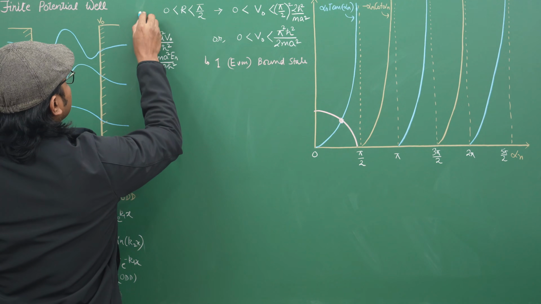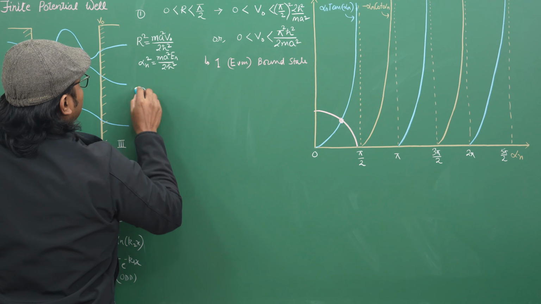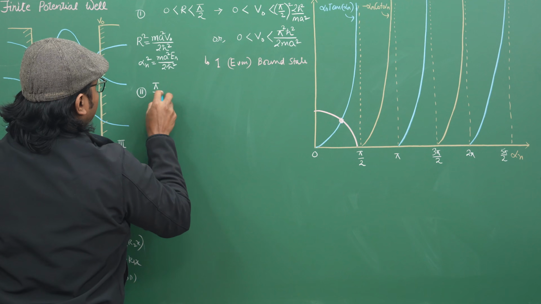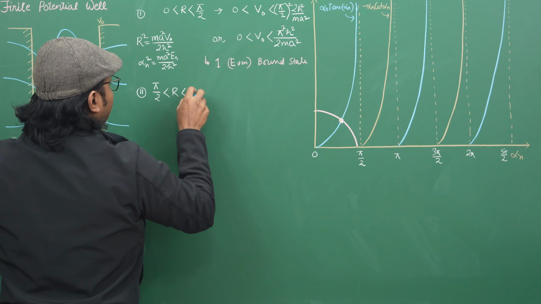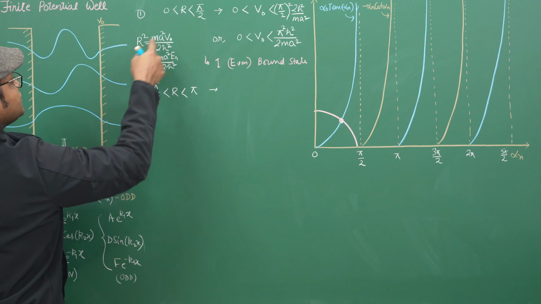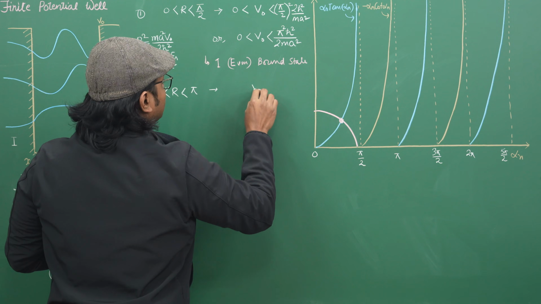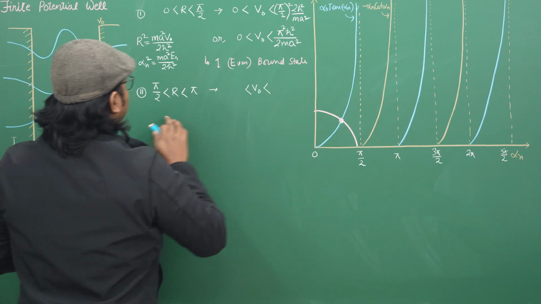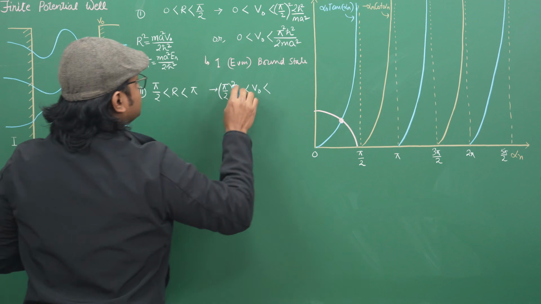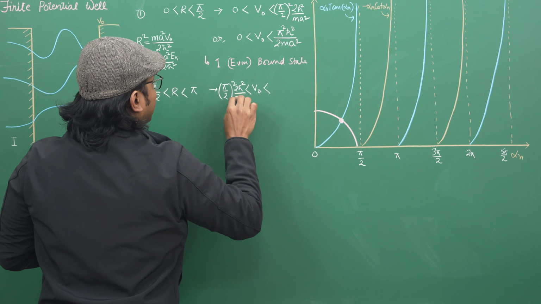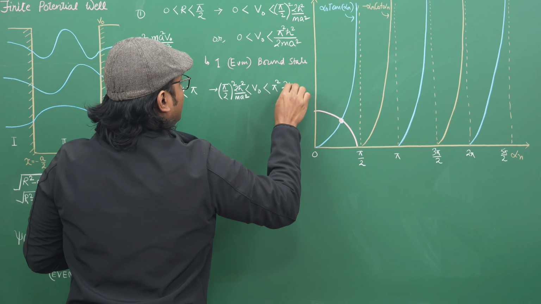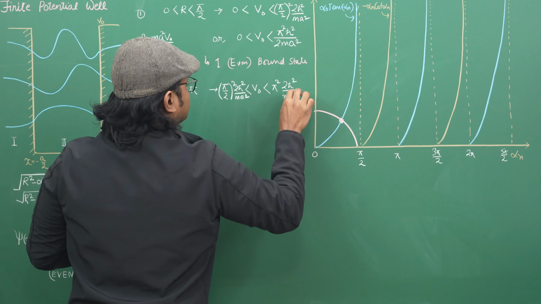Now what if we increase this r value from pi by 2 to pi? That is the second case scenario. If we go from pi by 2 to pi, and I take a square and substitute r squared with this expression and only keep V0, then on the left hand side we have pi by 2 squared times 2h cross squared upon ma squared, and here we have pi squared times 2h cross squared upon ma squared.